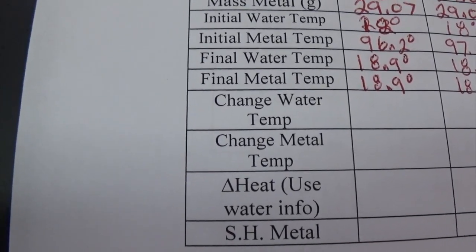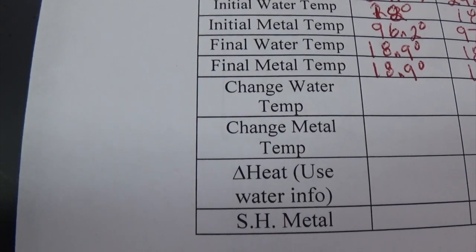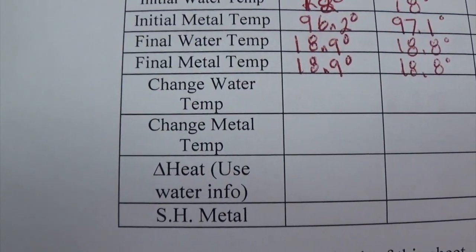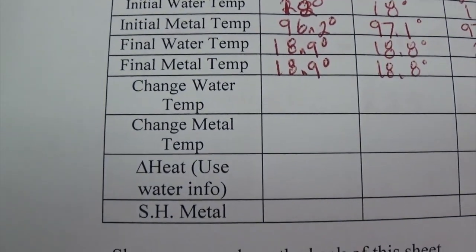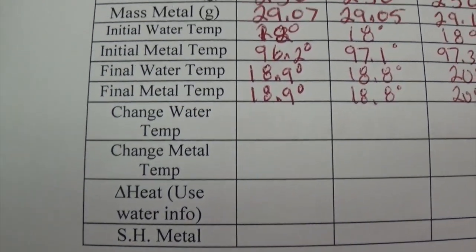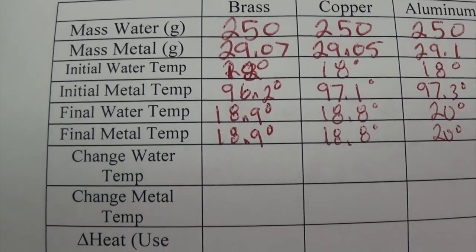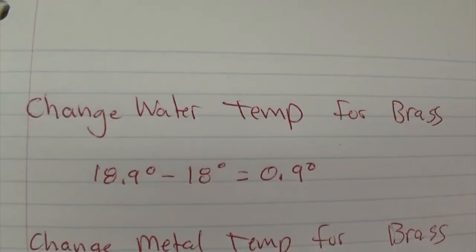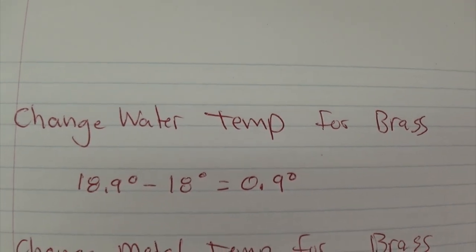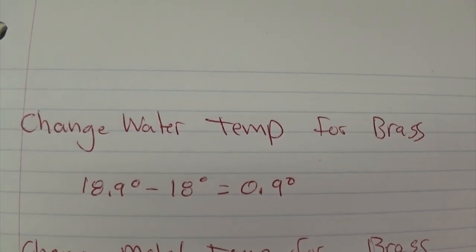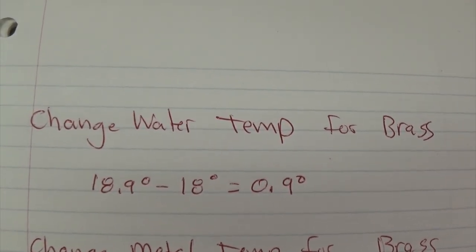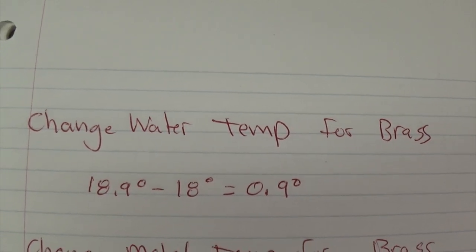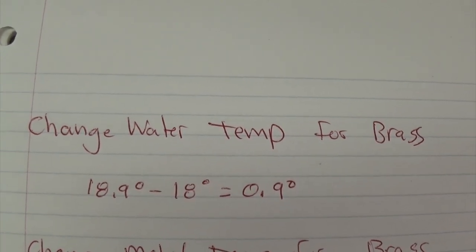The first one is the change in water temperature, and the next one is the change in metal temperature. In order to calculate the change in water temp and change in metal temp, you're simply going to take the final temps of the metal and the water and subtract it from the initial. For example, if I'm doing the change in water temp for the brass, we ended at 18.9 degrees and we started at 18. So if I subtract the final from the initial, I get a change in water temp for the brass to be a positive 0.9 degrees.